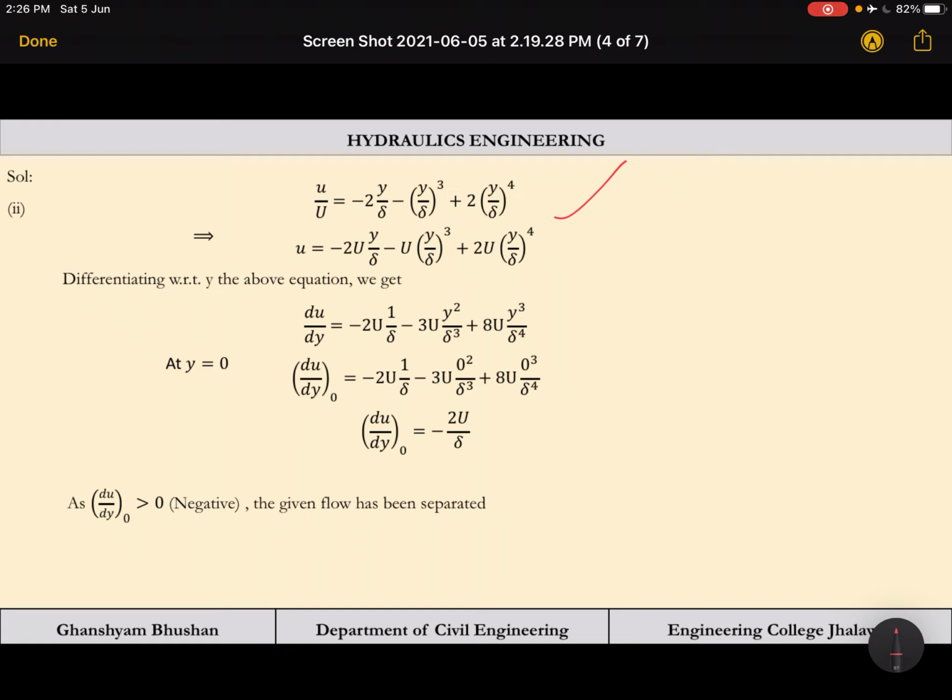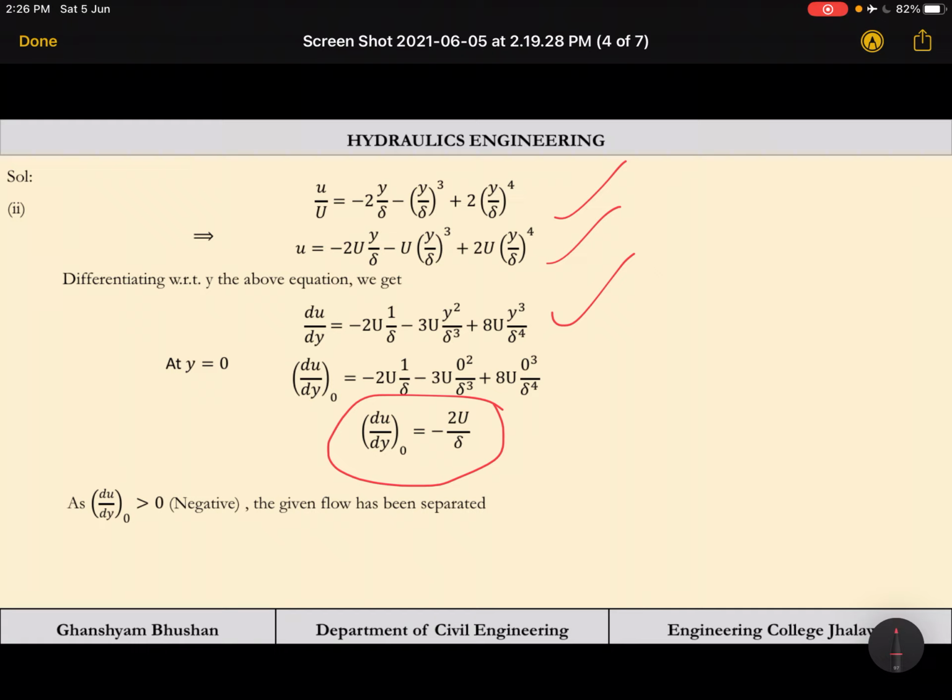In a similar way you can calculate for the second profile, that is u by U equals minus 2 y by delta minus y cube by delta cube plus 2 y by delta to the power 4. Similarly we take u on the left hand side. After differentiating you get du by dy as this, and putting y as 0 we get minus 2U by delta.